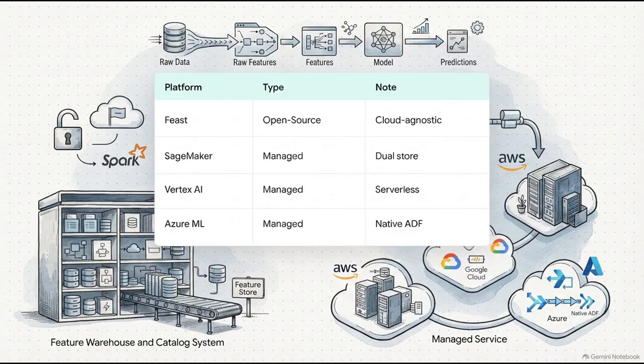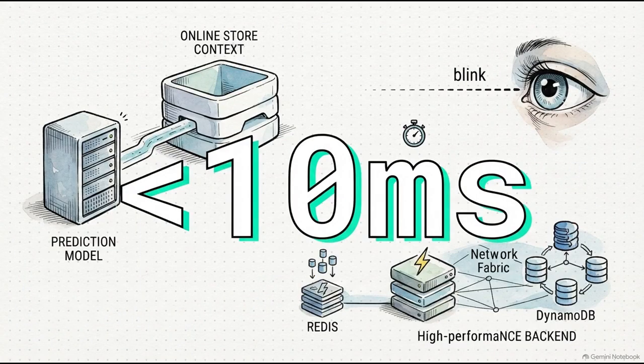On the flip side, you have the fully managed cloud giants. We're talking SageMaker Feature Store on AWS, Vertex AI on Google Cloud, and Azure ML Feature Store. These give you serverless, super low-maintenance backends, which is perfect if your enterprise is already heavily bought into one of those ecosystems.